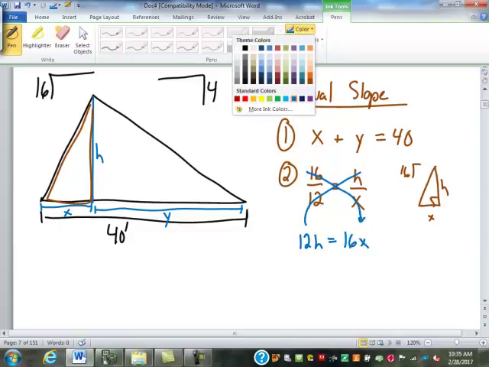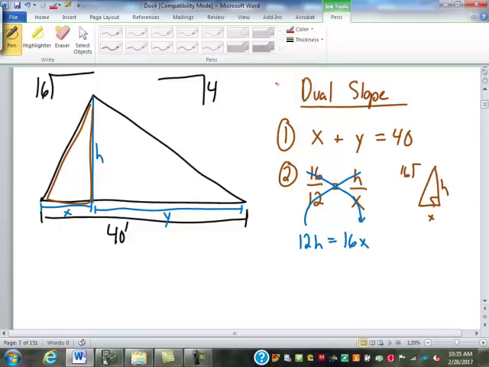Now I want to solve this for X. How do I know I want to solve it for X? Because I'm going to use that to replace the X up here eventually. So to solve for X, I have to do what? I'm going to divide by 16. So 12 over 16 is actually 3/4. So it's 3/4 H equals X. So that's equation 2.